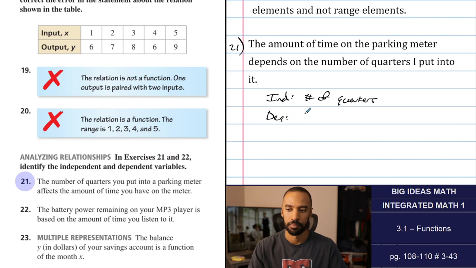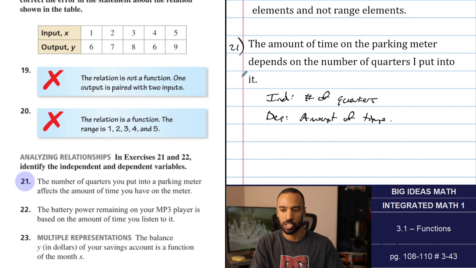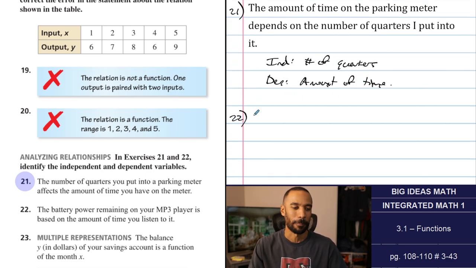Dependent is amount of time. So I don't know if I have to explain it each time like that. I'm going to type that out, and clearly this is why I don't like doing handwriting, because I wanted to kind of rush at the end of the problem. But hopefully it made sense what we said there.